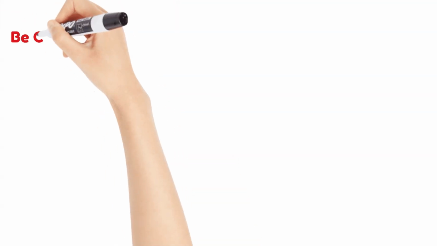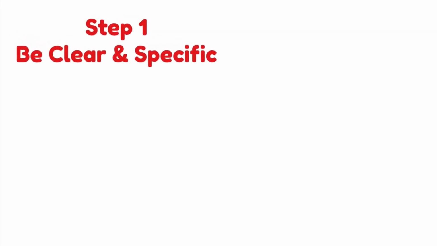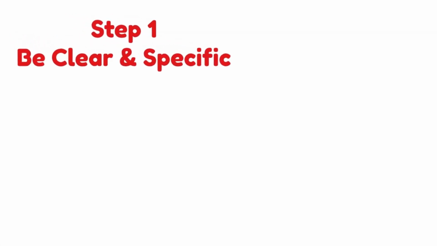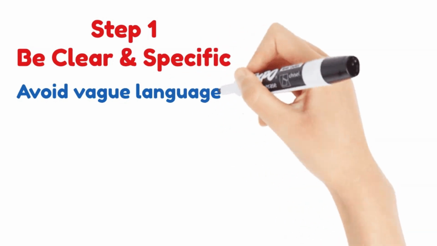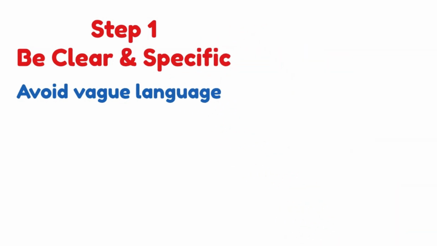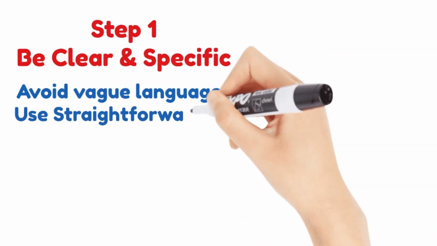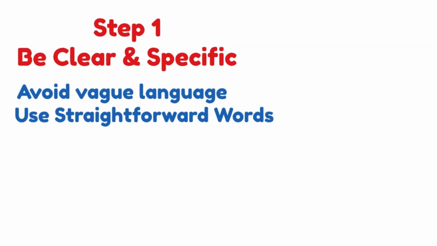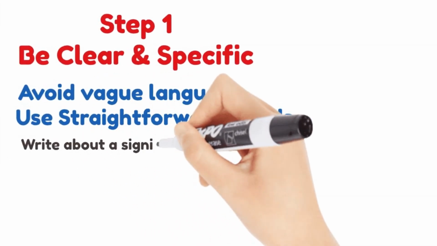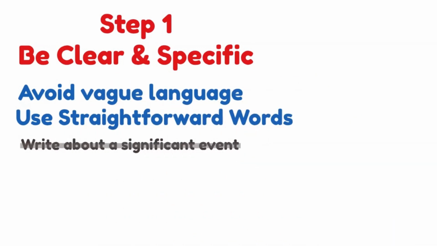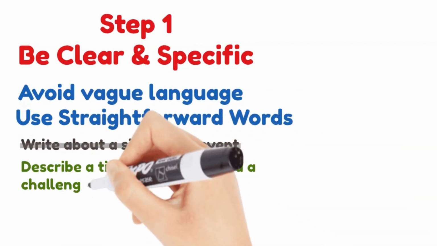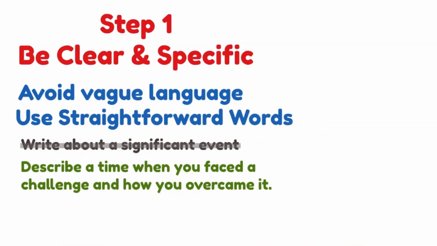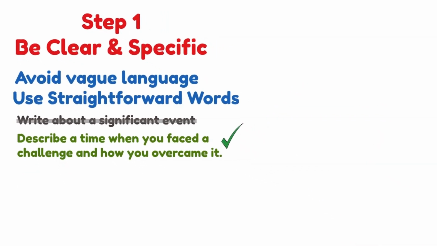Step 1. Be clear and specific. The first step is to ensure your prompt is clear and specific. Avoid vague language that might confuse the writer. Instead, use straightforward words that convey exactly what you want. For example, instead of saying, "Write about a significant event," you could say, "Describe a time when you faced a challenge and how you overcame it." This prompt clearly asks for a personal story about overcoming a challenge.